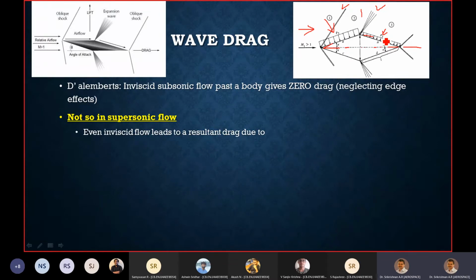Why lower static pressure? Because of the expansion fan. So I'll call the first pressure P2, going by the region numbering, and I'll call this one P3. So I have P3 acting on this, P2 acting here, and P3 acting here.